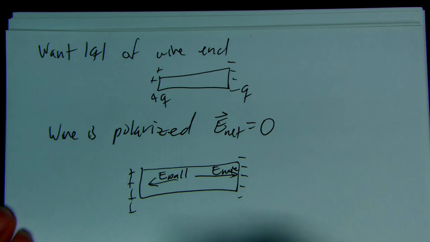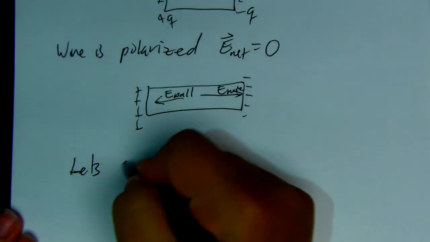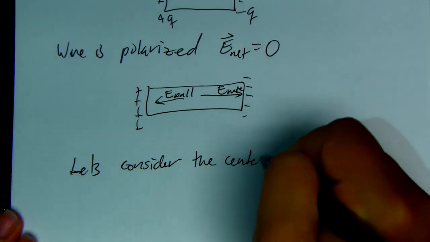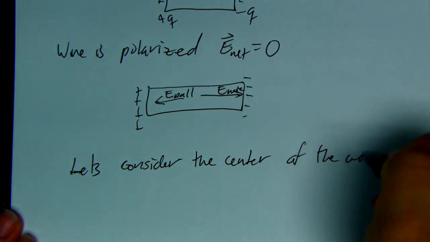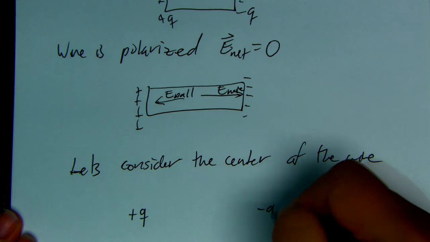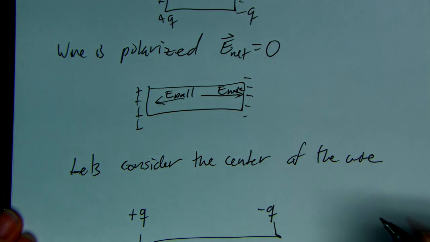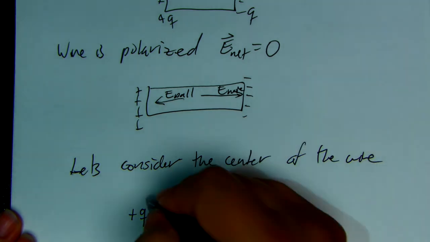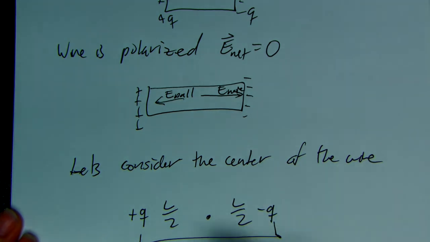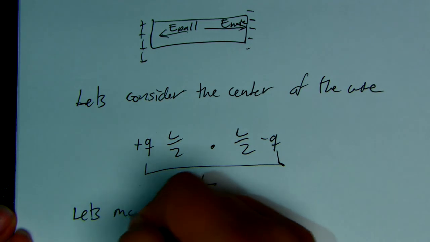So let's consider the center of the wire. So we've got plus Q over here, minus Q over here. It's length L. So if we're at the center, we've got L over 2, L over 2. And what we can do is we can model each end of the wire as points.